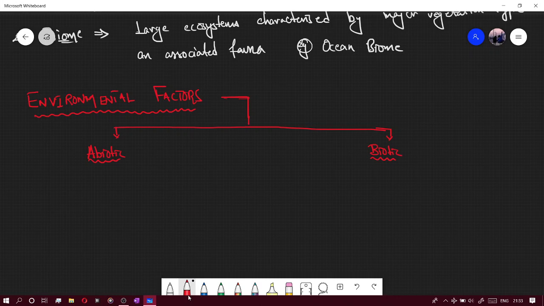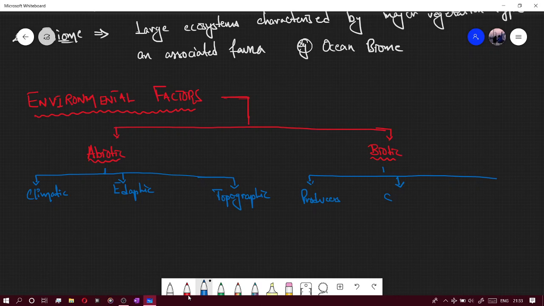Let me use the blue pen. So abiotic comes in three types. I'll just give examples. Now it can be divided into three types. You will see every one of them come together. So climatic, edaphic, and topographic. Okay, and biotic consists of producers, consumers, and decomposers.